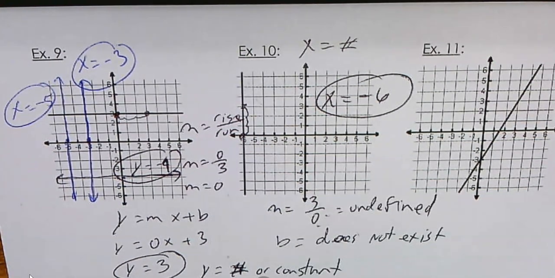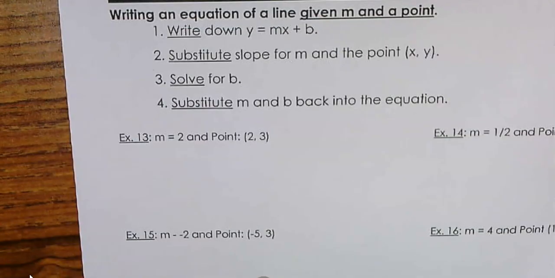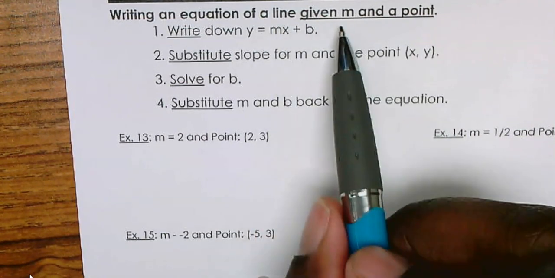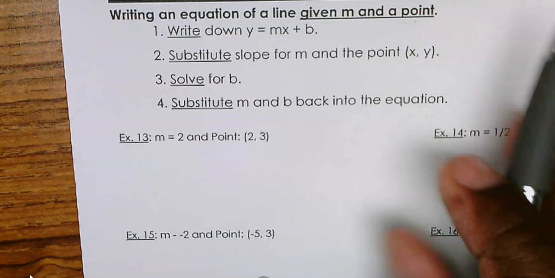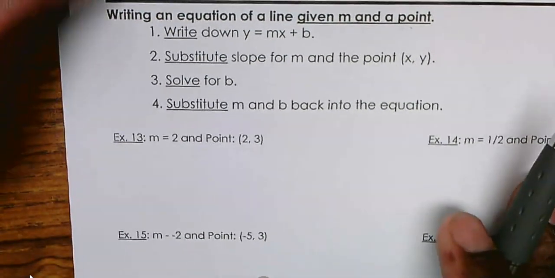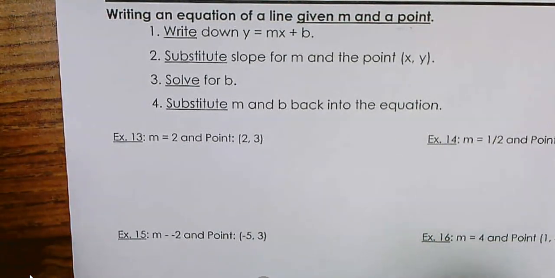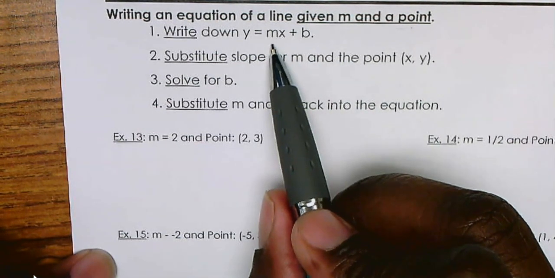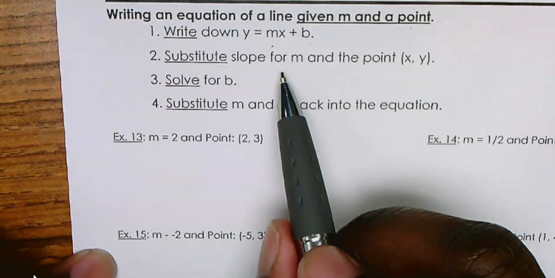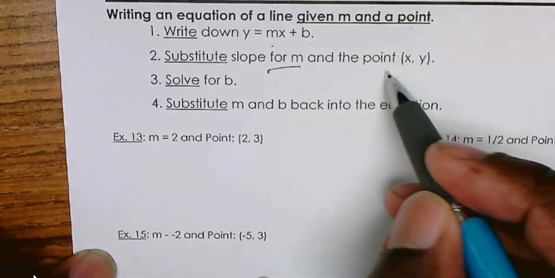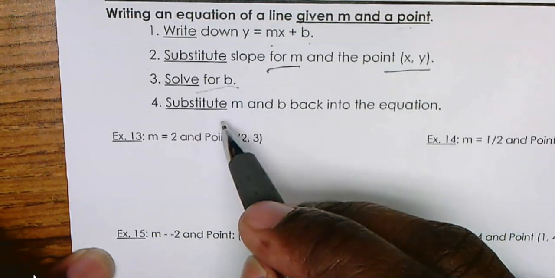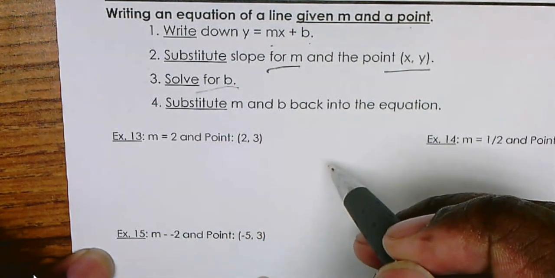All right, so that's enough of those. Going on. The last type is write an equation of a line given m and a point. So in this type, you're going to write an equation of a line given the slope and the point. The rule is still the same. We're going to start by writing y equals mx plus b. We're going to substitute m and x and y from the point so we can solve for b. Then you're going to substitute m and b back into the equation.